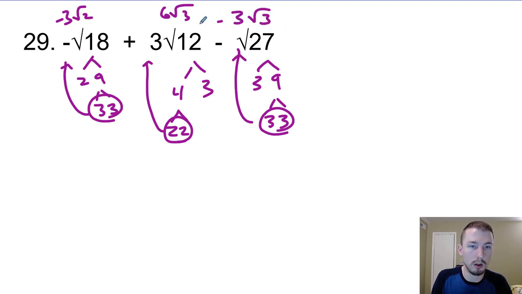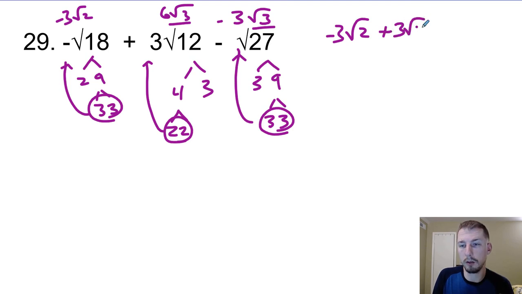Okay, these are like terms, rad 3, rad 3. So combine those, but this one stays by itself because there's nothing to do with it. So negative 3 radical 2 and 6 rad 3 minus 3 rad 3 is going to be equal to positive 3 radical 3. So plus 3 radical 3. And those are not like terms, tomatoes, tomato, and I am done.